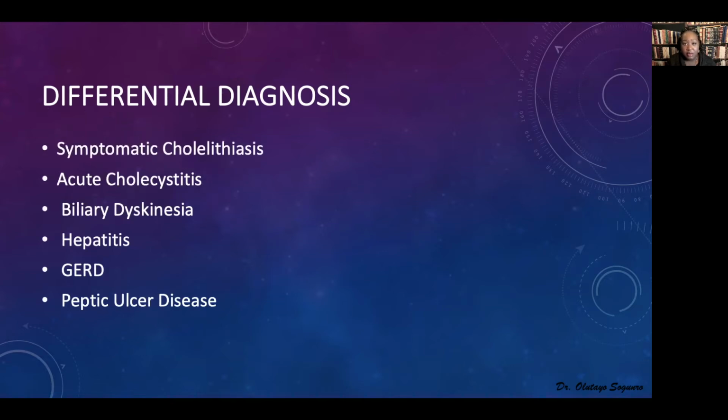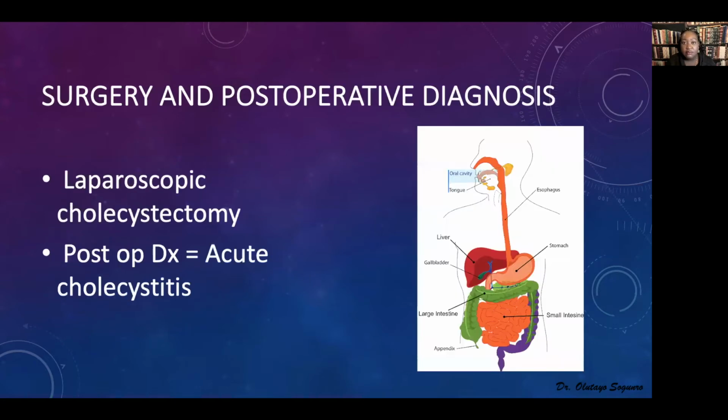Based on her clinical information, this patient has symptomatic cholelithiasis. This is our preoperative diagnosis. The patient was taken to the operating room and a laparoscopic cholecystectomy was performed, and she was actually found to have acute cholecystitis on top of her cholelithiasis.